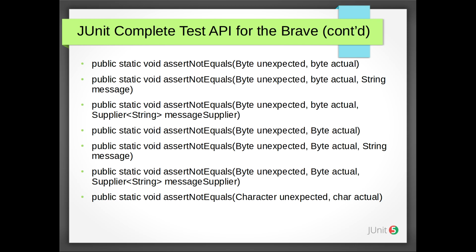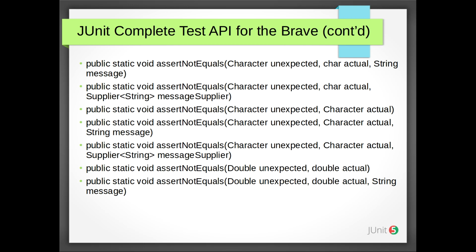You will notice that it's called, well, I abridged it a little bit, JUnit Complete Assertions and Assumptions API for the Brave. I'm just using JUnit Complete Test API for the Brave, just because it wouldn't fit on the line. But we're going through the assertions class. It has a plethora of methods and overloads. Then we're going to finish with the assumptions class, which has just a few, but fairly interesting and important ones. Alright, next page of assert not equals methods.